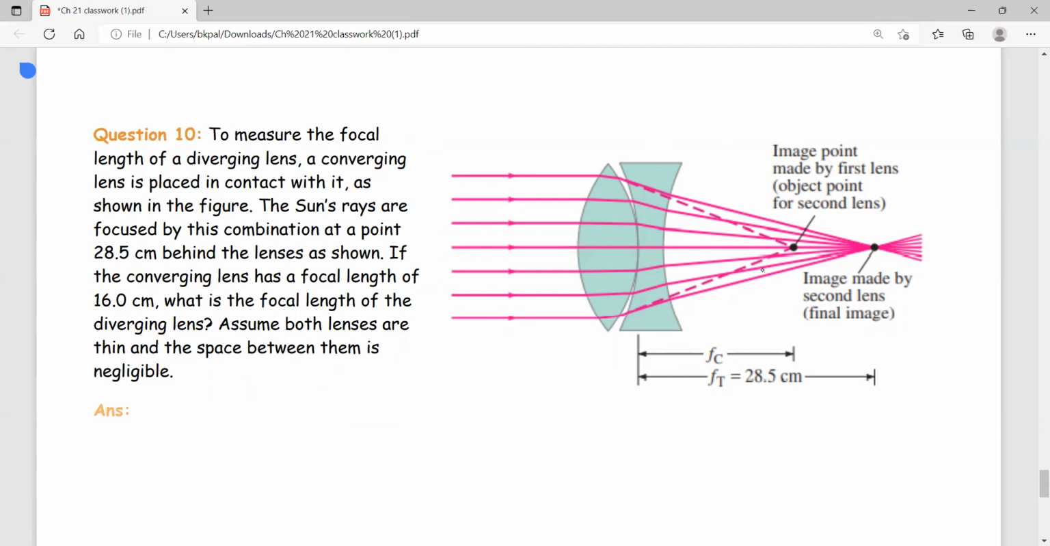Converging lens means the focal length is positive. Diverging lens means the focal length is negative. Here we have to calculate the focal length of the diverging lens. So we have to calculate what is the focal length for the second lens, and what we are given.